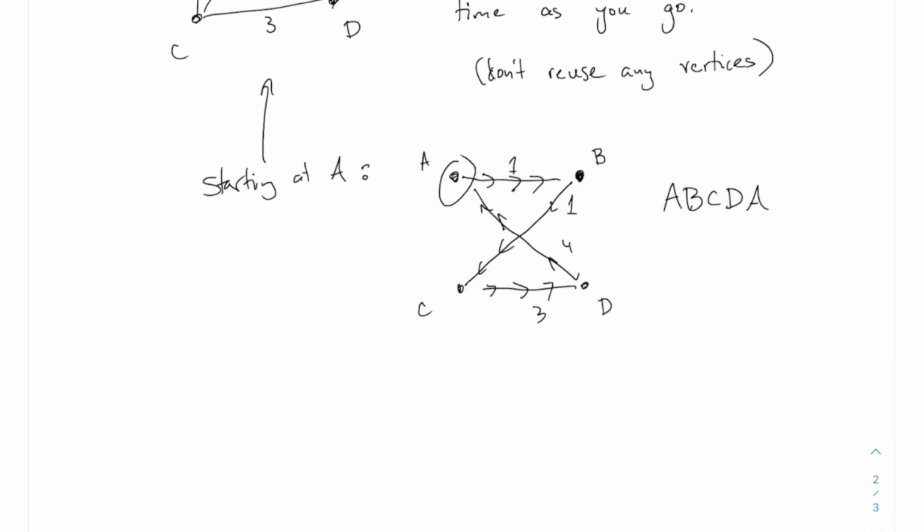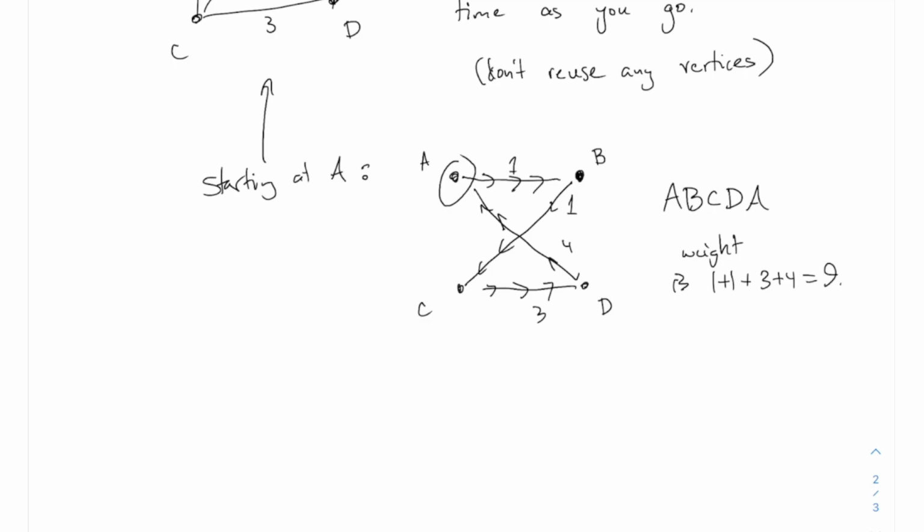All right. This is the nearest neighbor procedure. You just choose the edge which has the lowest weight every time, for each time you have to choose. All right. And then what is the weight? The total weight of this one is 1 plus 1 plus 3 plus 4, which is 9 in this case.